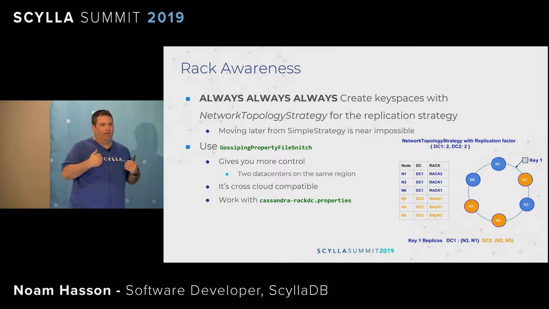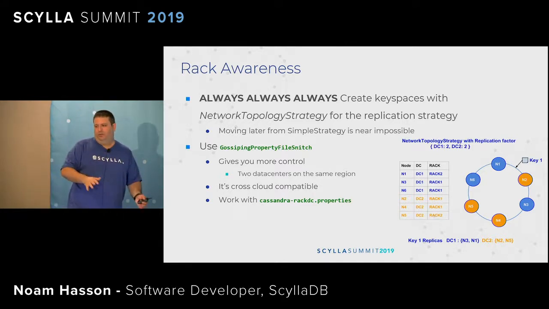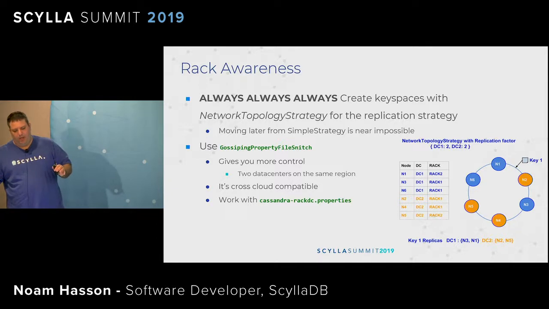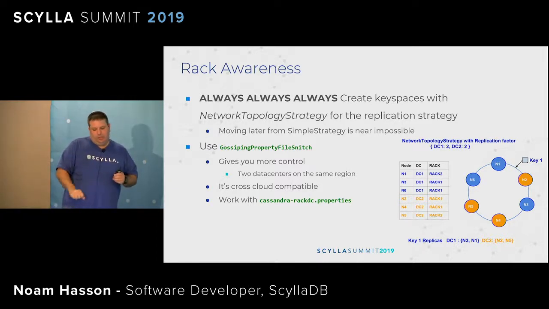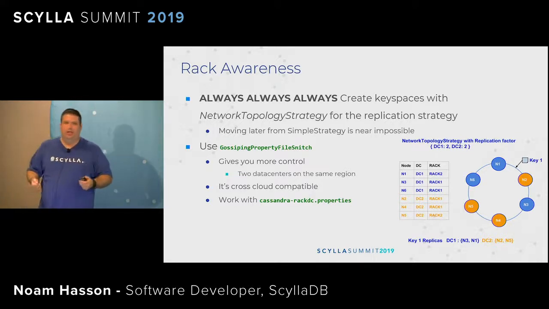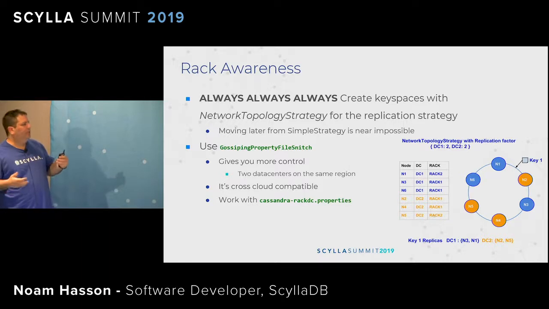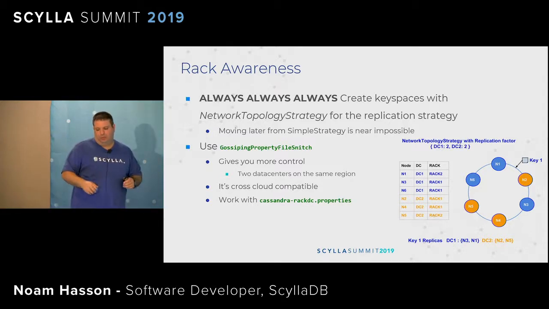So my advice is always work with it, whether it's your local development machine, whether it's just for QA, testing, whatever. Just make sure that it's your best practice and your default behavior. Forget about simple strategy. Another thing is snitch. So snitch is a configuration that tells Scylla how to decide where each server is located. So there are different snitches, and it's a property defined in the Scylla config file.